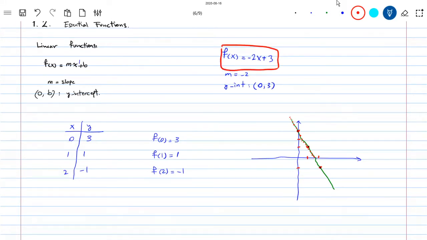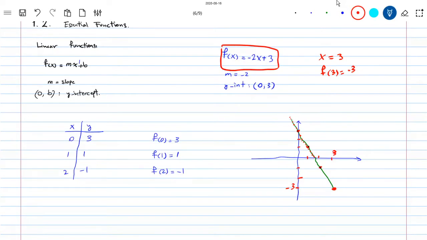So if I pick something like x equal to 3, what do I get for f of 3? It would be negative 2 times 3 plus 3, so you will get negative 3. So it means at x equals 3, your y value should be negative 3. That's the point (3, negative 3).